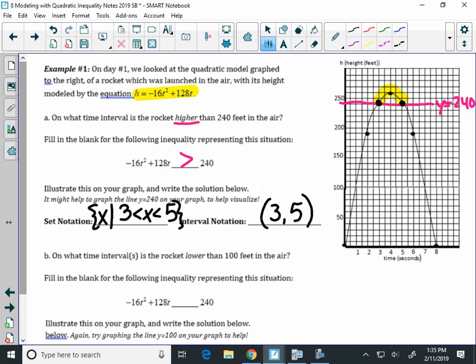And I'm better than this, but I was apparently off my game. This 240 here should be a 100. I'm sorry. I'm better than that. I apologize. It's my one mistake for the day.